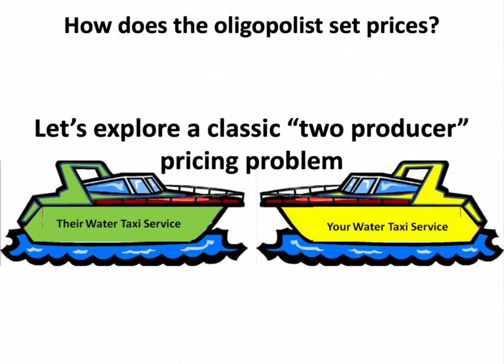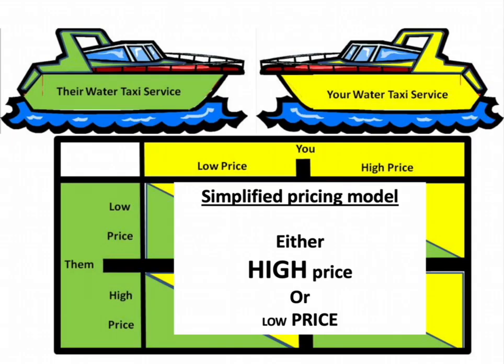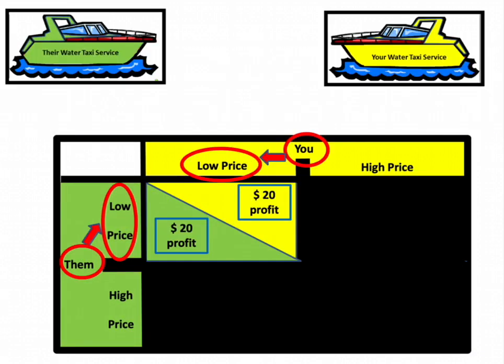So what we're going to do is explore this as a pricing problem. We're going to start off with a very simplified model, and assume there are only two options for price, a high price or a low price. In the yellow, you can charge a high price or a low price. In the green, they can charge a low price or a high price. We want to see what happens in each of these situations. To make it simple, we're going to plug some numbers in.